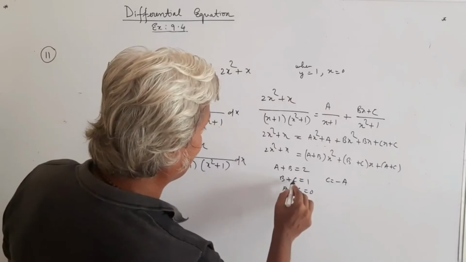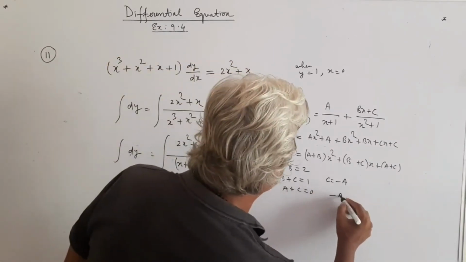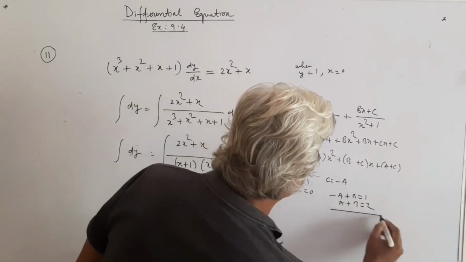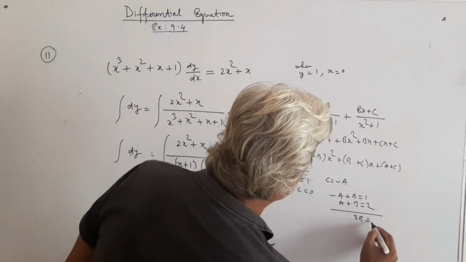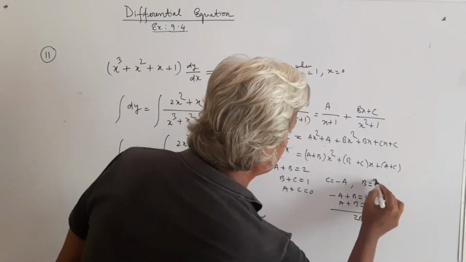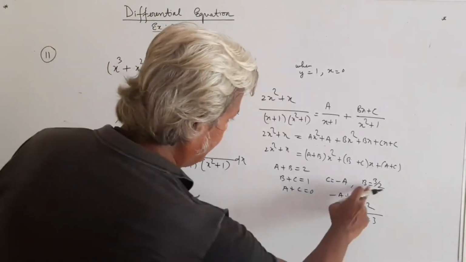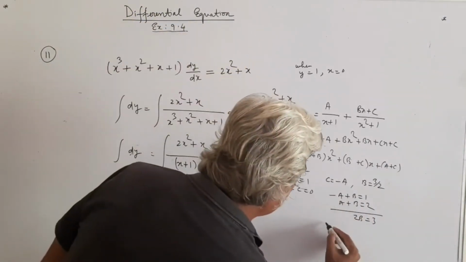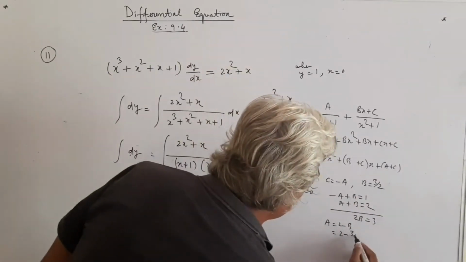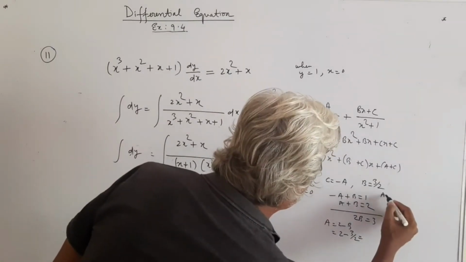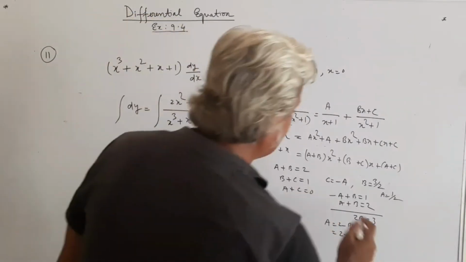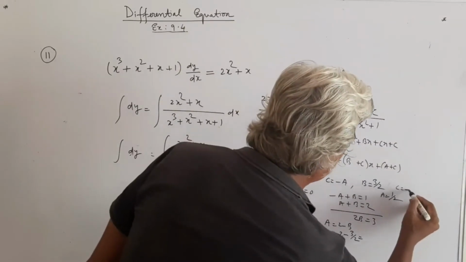So in this equation, if I write c as minus a, this becomes minus a plus b as 1, and this is a plus b as 2. If you add them up, you get 2b equal to 3, so b equal to 3 by 2. Then a will be 2 minus b, that is 2 minus 3 by 2, that is 4 minus 3 by 2, so a is 1 by 2. Now you see c is minus a, so c will become minus half.